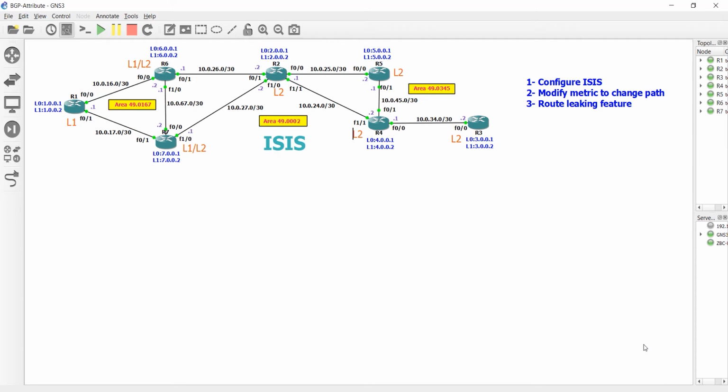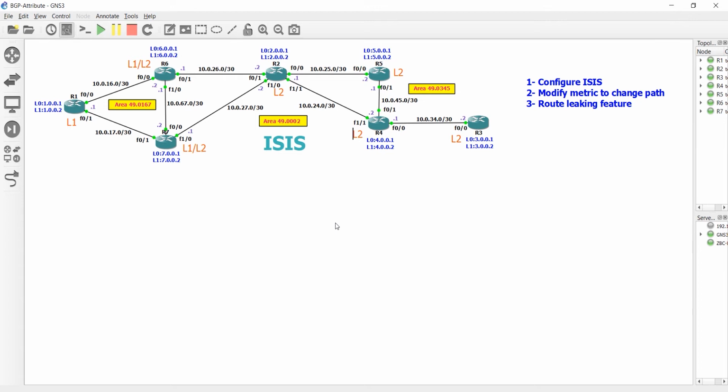Hi guys, I'm Amir. Today I want to show you how to configure ISIS, how it works, and the other assignments I have written here: modify metric to change path, and the route leaking feature. That's very important. Let's start with the definition of ISIS.